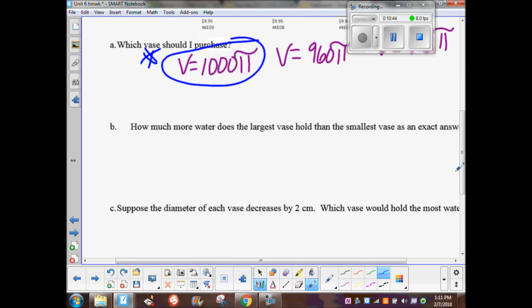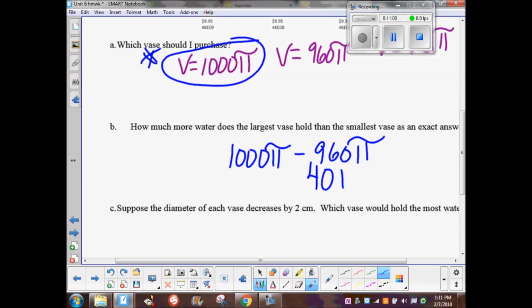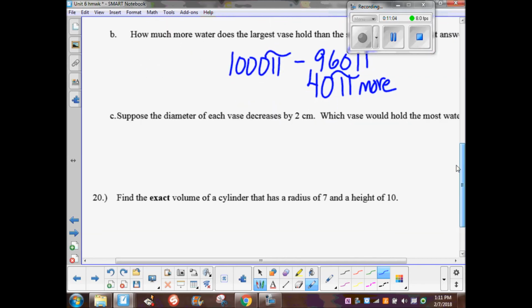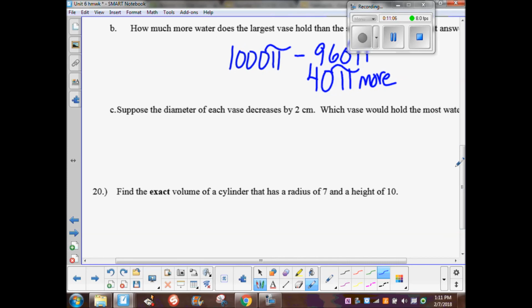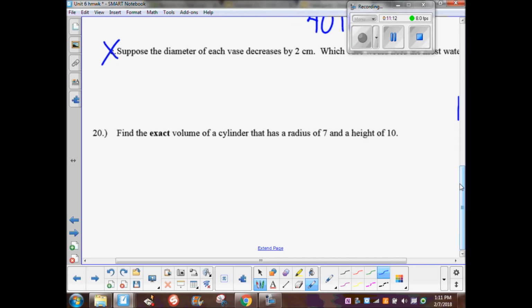How much more water does the largest vase hold than the smallest vase? As an exact answer, so exact means leave it in terms of pi. So the largest minus the smallest. How much more? 40 pi more. We're going to skip part C.